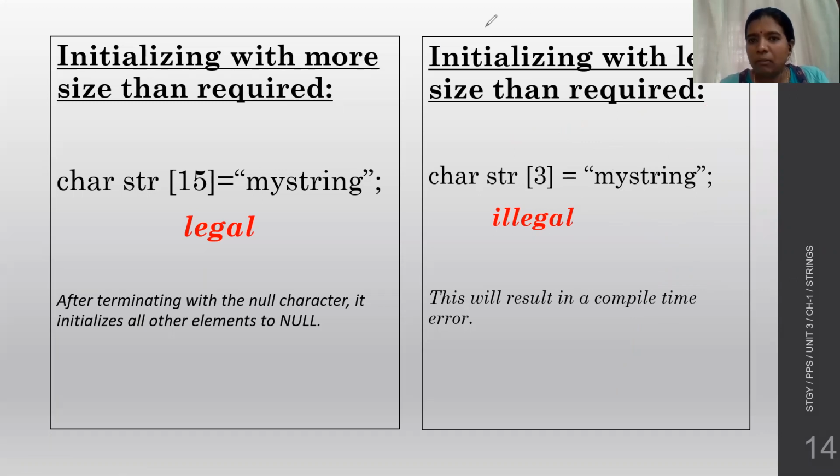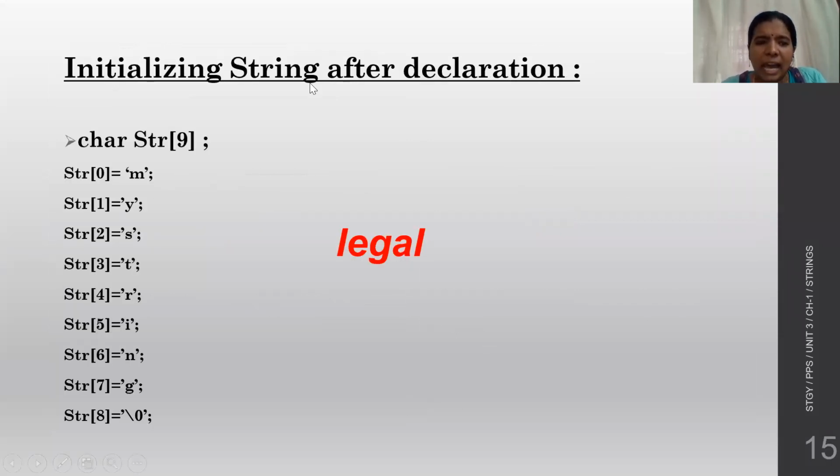Okay. So now let's proceed to see the next initialization. Now, can I initialize a string individually with single characters after declaration? This is something we are talking about after declaration. Yes, this is possible. After declaring your string, the string can be initialized individually with each character, because str of 0 talks about a single character. You can initialize with M, Y, S, T, and not to forget, the last should definitely be null.